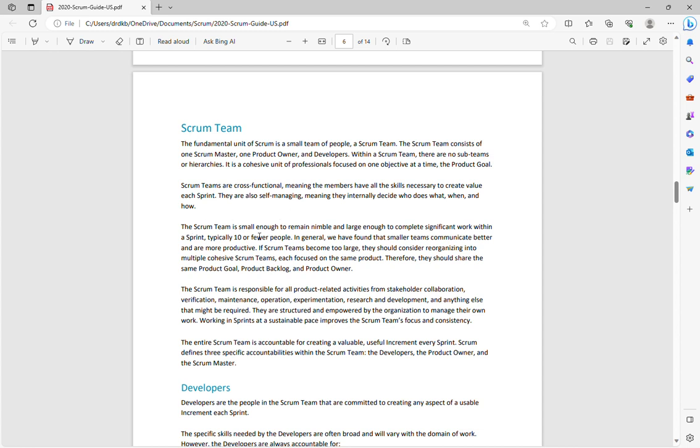Now the Scrum team is small enough to remain nimble and large enough to complete significant work within a sprint, typically 10 or fewer people. In general, we have found that smaller teams communicate better and are more productive. If Scrum teams become too large, they should consider reorganizing into multiple cohesive Scrum teams, each focused on the same product. Therefore, they should share the same product goal, product backlog, and product owner. The ideal size of the Scrum team is 10 or fewer people.